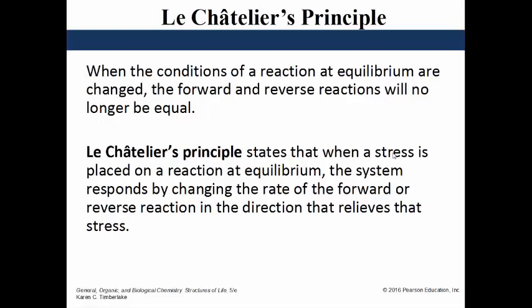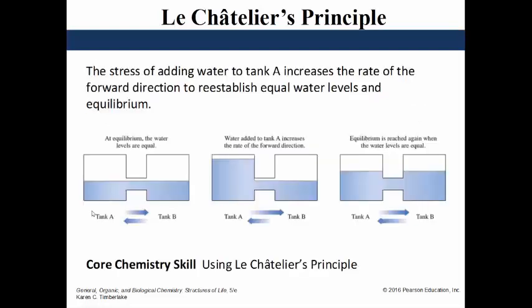And here's what I mean by that. Let's say you have 2 tanks of water. They're at an equal level, so these are at equilibrium. Let's say that you add water to tank A, so you are changing the system. It's not at equilibrium anymore. There's a stress added here.